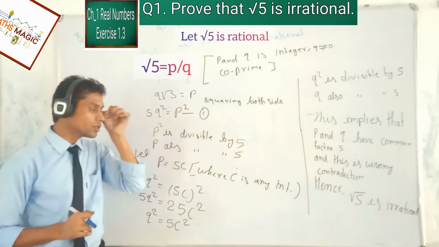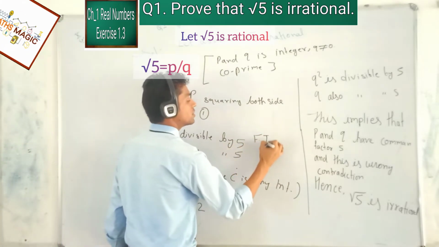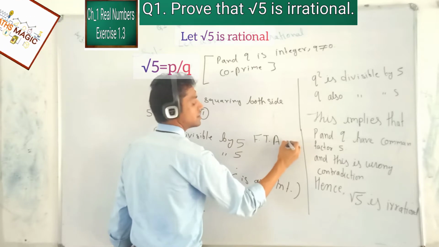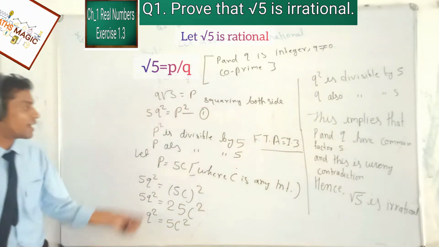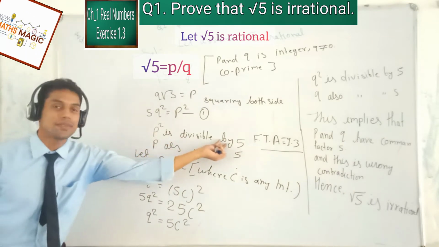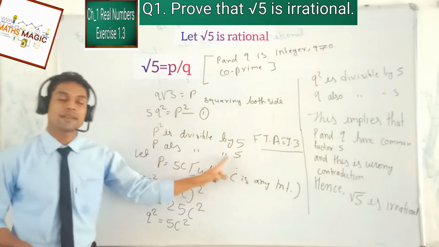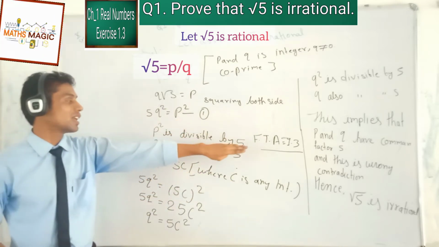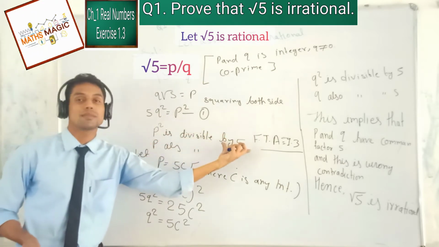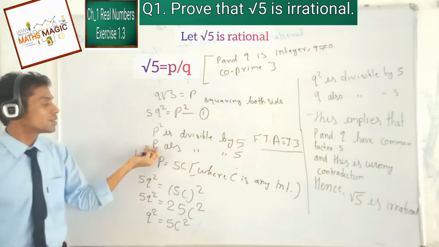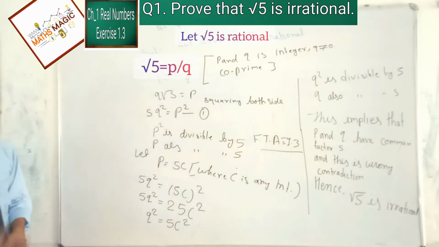See, according to the fundamental theorem of arithmetic, that is theorem number 1.3, if p square is divisible by 5, then p is also divisible by 5. The fundamental theorem is telling that if the square of any integer is divisible by some number, then the integer itself, without the square, is also divisible by the same number. Let's go ahead.